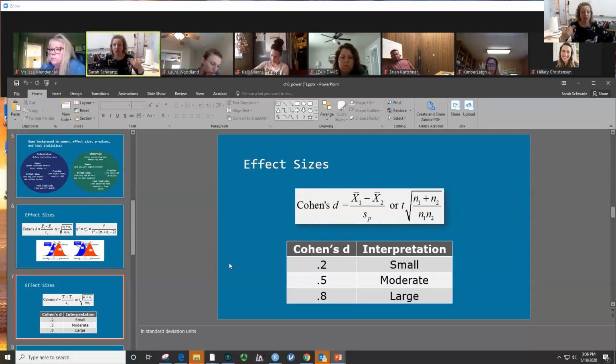And Cohen, when he suggested this, standardized the number of standard deviations the means differ by, he came up with some cutoffs. Now, these cutoffs are not a recipe. They're not a line in the sand. I really loathe that people rely on these without thinking about what they mean. So how big of a difference has real life implication is not solely based on these cutoffs. It also depends on what you're studying and what population you're studying on.